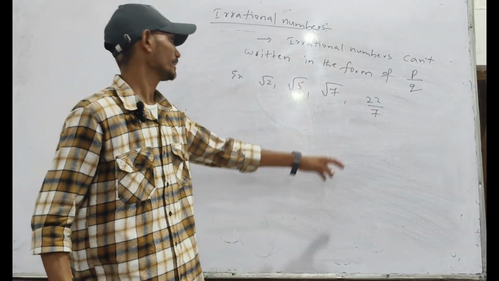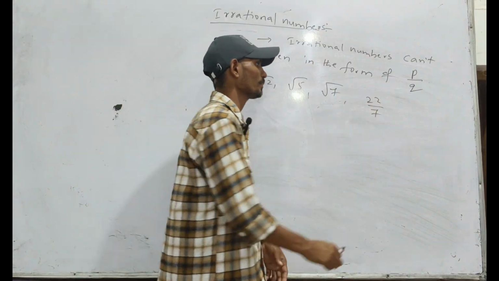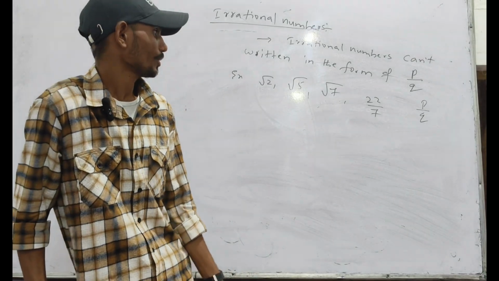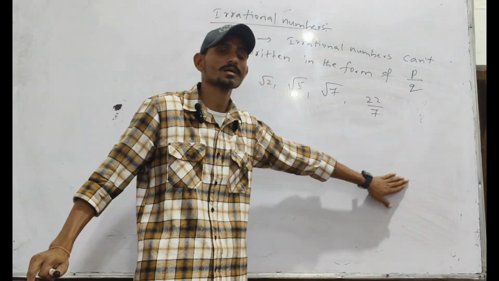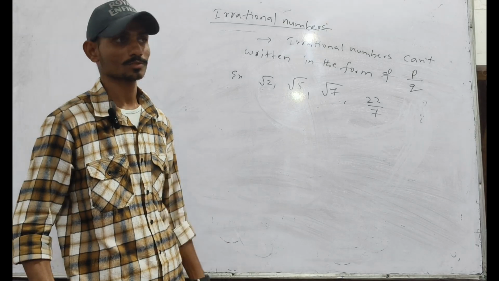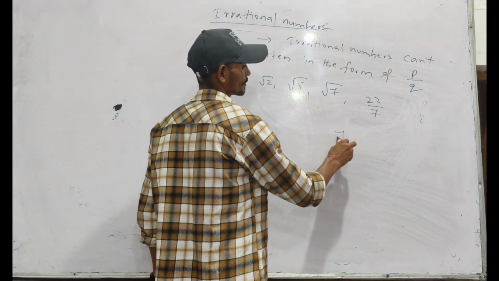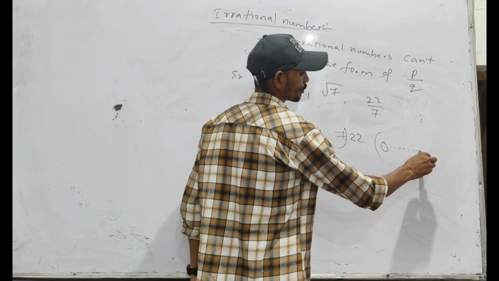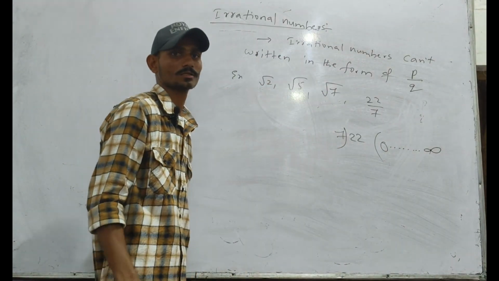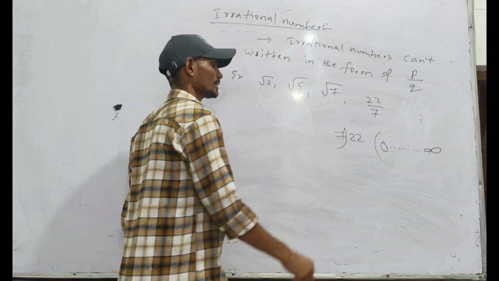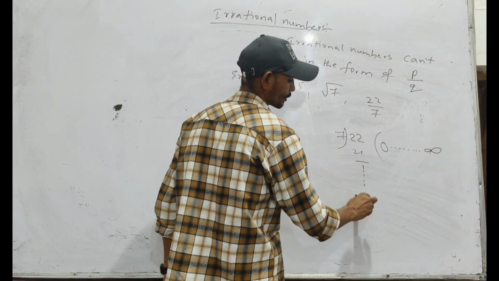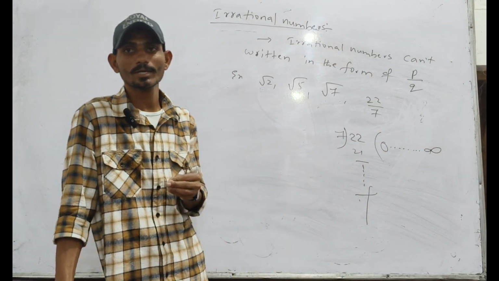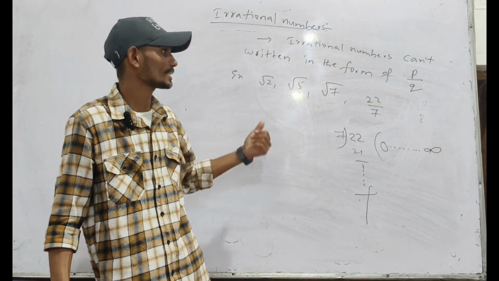How can you say that, sir? Sir, 22 by 7 is in the form of p by q. Then every p by q form becomes an irrational number, but you gave the example under irrational numbers. How is it possible? When you divide 22 by 7, the quotient keeps going with continuously different numbers, and the remainder also keeps going continuously. It becomes non-terminating and non-repeating, also called an irrational number.